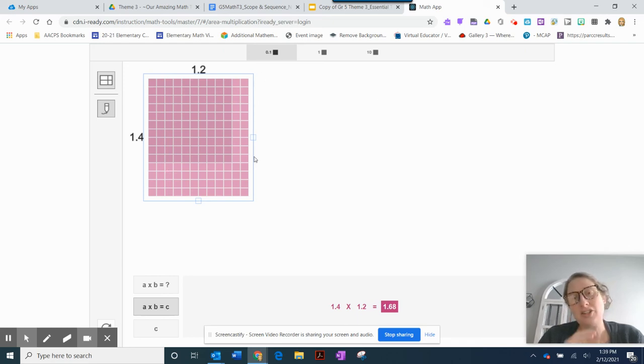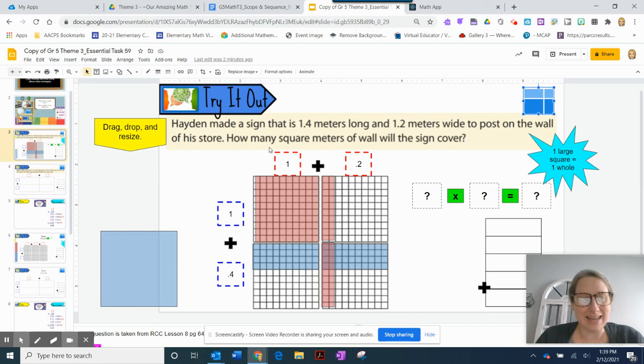But if they could show me each of the partial products, I know that they understand it a little bit more. So that's just kind of how we could utilize this in a nutshell. And once again, this transfers and connects really well to the area model.